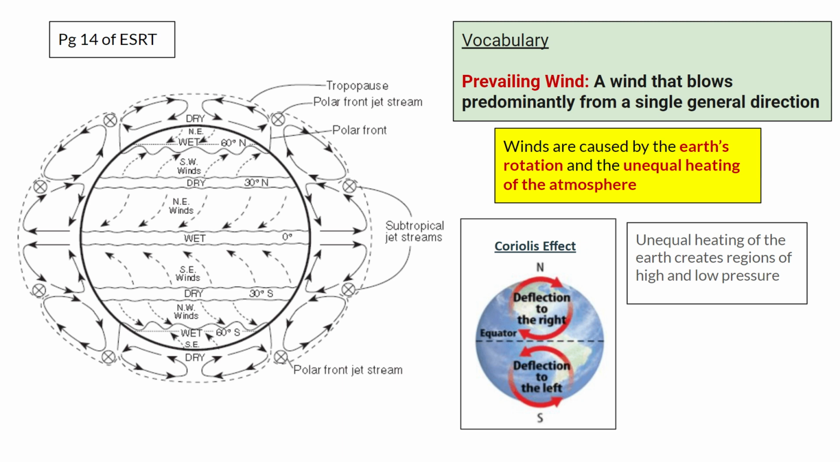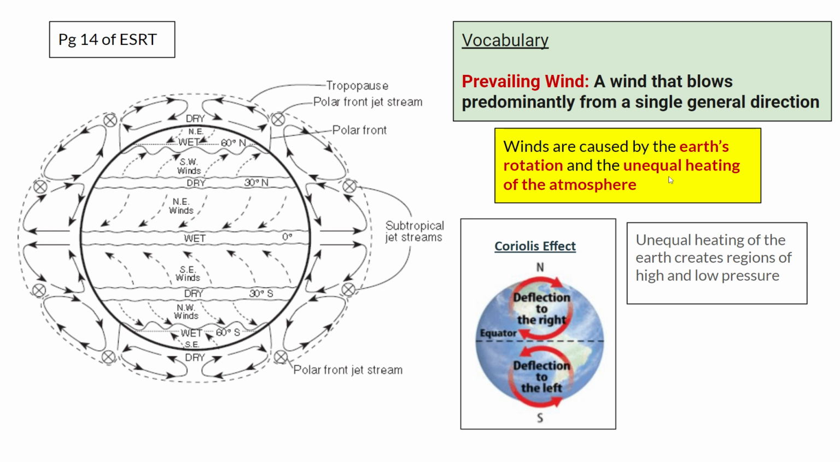Okay? And what causes winds? Winds are caused by the Earth's rotation and the unequal heating of the atmosphere. It's caused by the Earth's rotation because remember, the Coriolis effect occurs because the Earth rotates, right? And since the Earth rotates, when winds try to go straight like this, instead of going straight, they curve towards the right side in the northern hemisphere, and towards the left side of the arrows in the southern hemisphere. That's what we call the Coriolis effect.